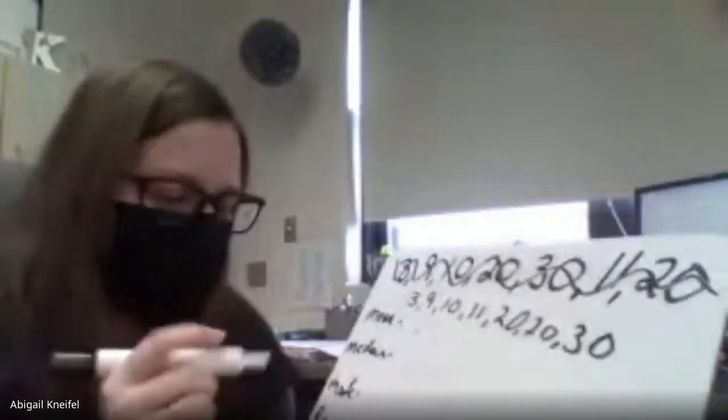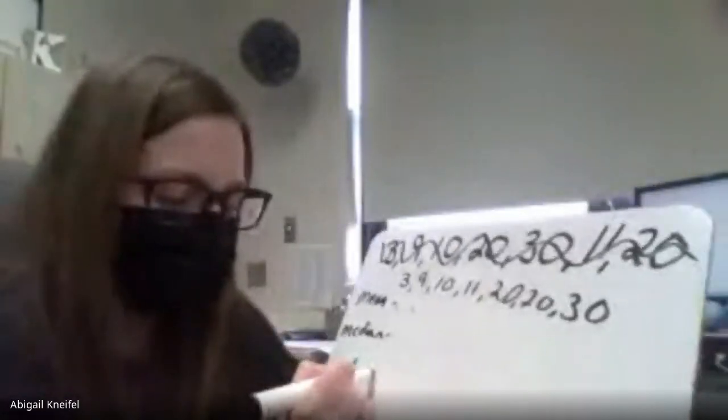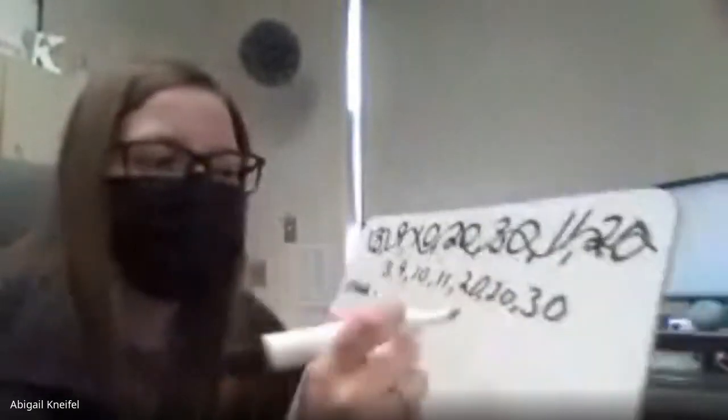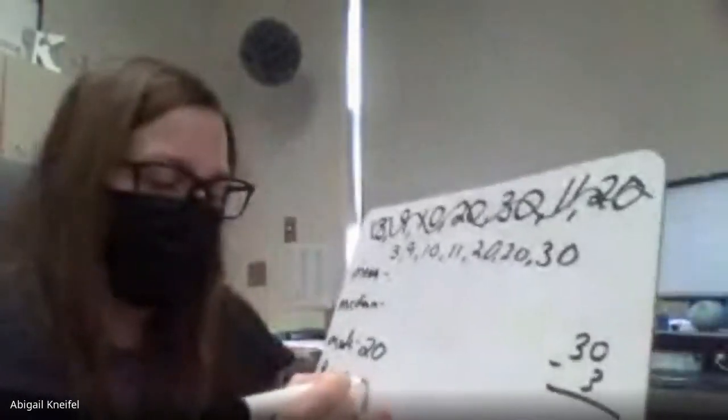So Mrs. Kneifel is going to do the easiest one first, which of course is mode. What's the most used number? 20. But I also think range is normally pretty easy because it's the biggest minus the littlest. And since we already put them in least to greatest, we already know what's the biggest and the littlest, which is 30 minus 3, which is range 27.